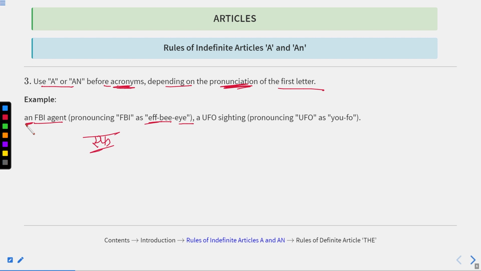Now, if we see the word UFO, though U is a vowel, still, if we see the pronunciation of this word, it will begin with ya, which is a consonant. Also, if we talk about the English pronunciation, it begins with Y, which is a consonant. So this is creating the consonant sound. That is why we are using a UFO, not an UFO. So this is very important in placing either a or an before any noun.